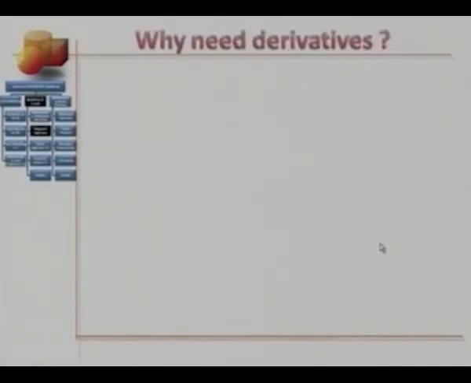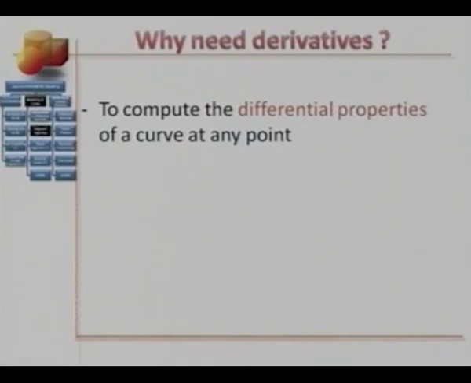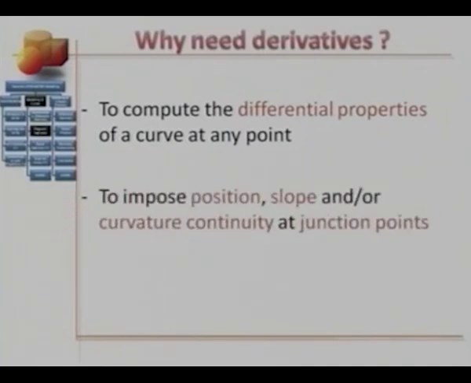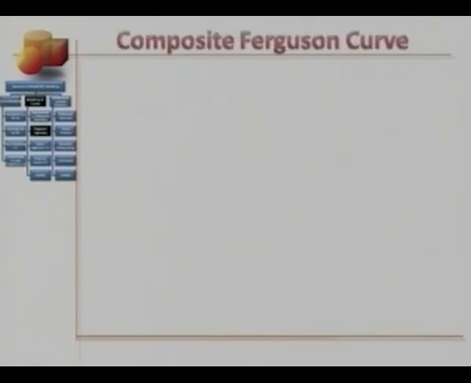Why do we need derivatives? Well, we want to compute the differential properties of a curve at any point. And in particular, we would like to impose position, slope, or curvature continuity at junction points, the points which are common between two Ferguson segments. Composite Ferguson curve. This would be a sequential juxtaposition of individual Ferguson segments.